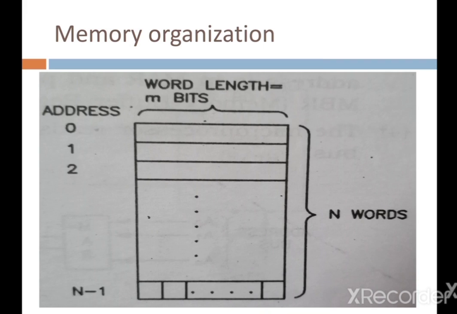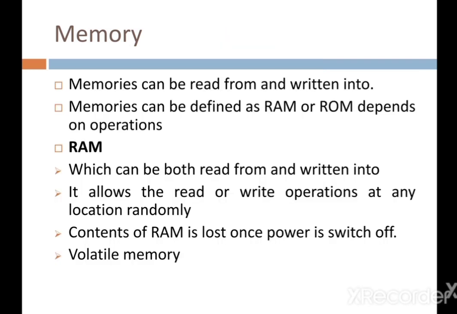M bits. Suppose for example N is equal to 8, that means the address is 0 to 7, and suppose each word contains 8 bits, that means the total storage capacity of this memory is 8 cross 8, that means 64 bits. Then next, memory can be read from or written into. That means memory can be defined as RAM or ROM, depending upon its operation.